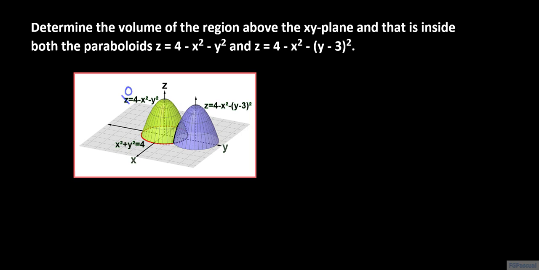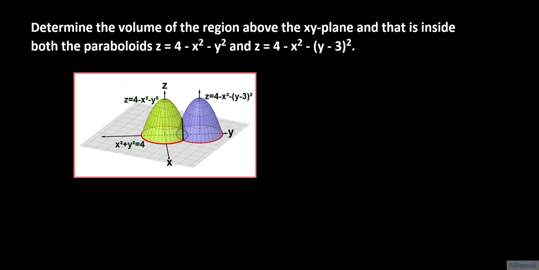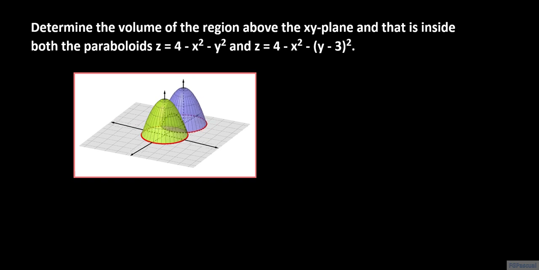On the xy plane, the solid is also bounded by a curve that is part of the trace of the second paraboloid on the xy plane. With z equals 0 on the xy plane, the equation of this trace is x squared plus the square of y minus 3 is 4. The projection of the solid onto the xy plane is the intersection of the interiors of the two circular traces.